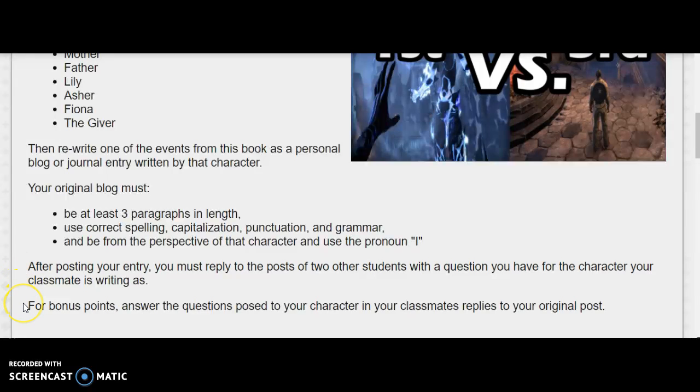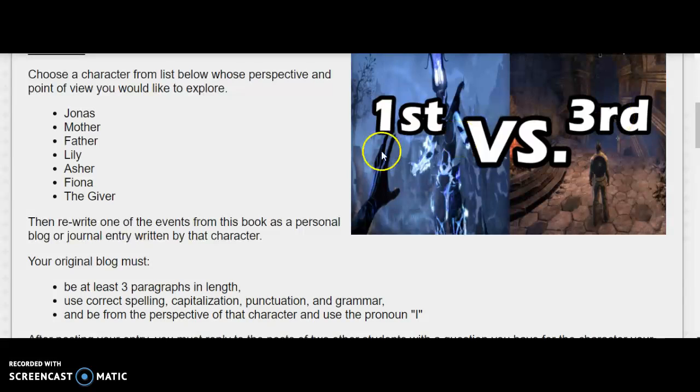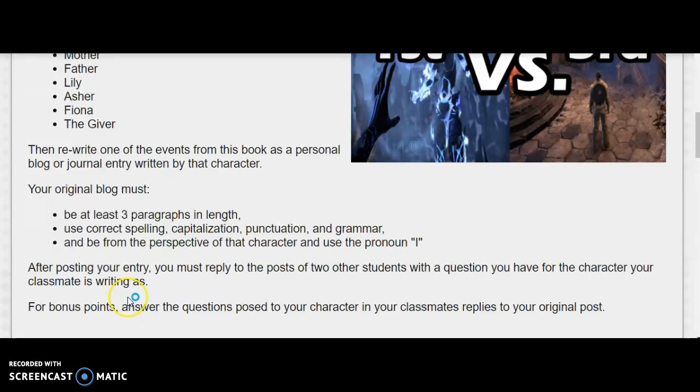For bonus points, stay in character and then answer questions posed to your character in your classmates' replies to your original post. So you'll stay in character and you will reply to other people's questions to you. Remember, you need to meet these basic requirements here. You need to choose a character, rewrite one of the events in the book, meet these requirements, and then you need to reply to 2 other students with questions that you have for their character. Beyond that, you can add, you can do more.